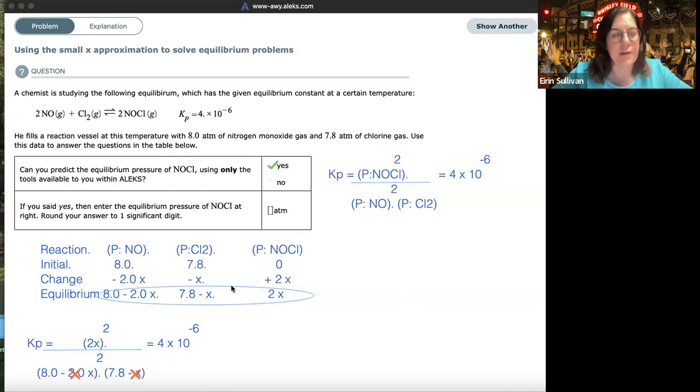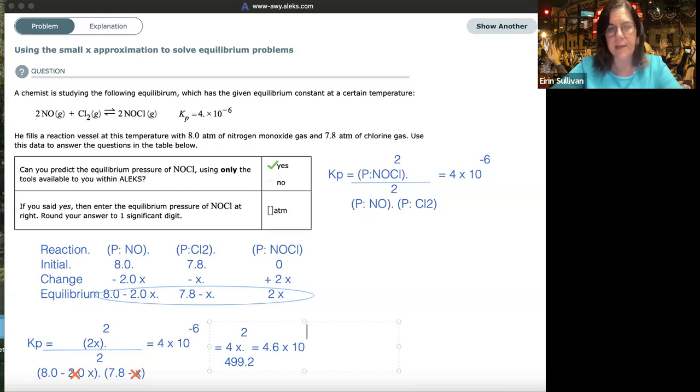So what I have now is just 2x squared over 8 squared times 7.8, which is just going to be a number, right? So let's just work out what those numbers are. Okay, so on the top here, I have simplified this to 4x squared, and then on the bottom, I just have 8 squared times 7.8. So 8 squared will be 64 times 7.8 will be 499.2. Thank you, calculator. And all of that is going to be equal to that 4 times 10 to the power of minus 6, which is just a number, right?